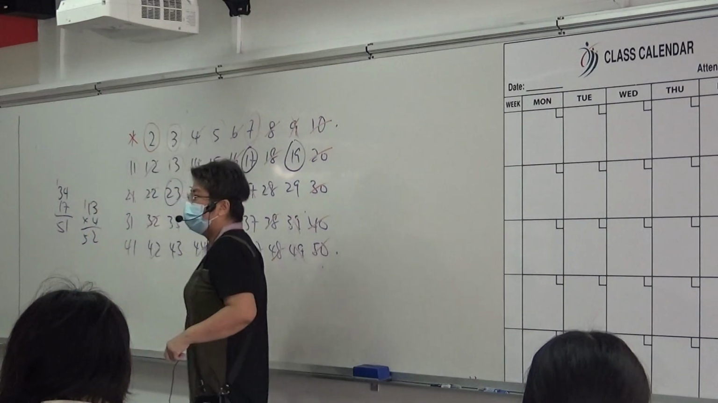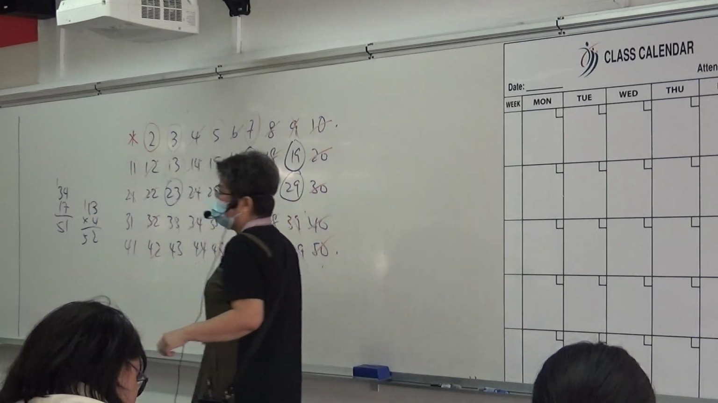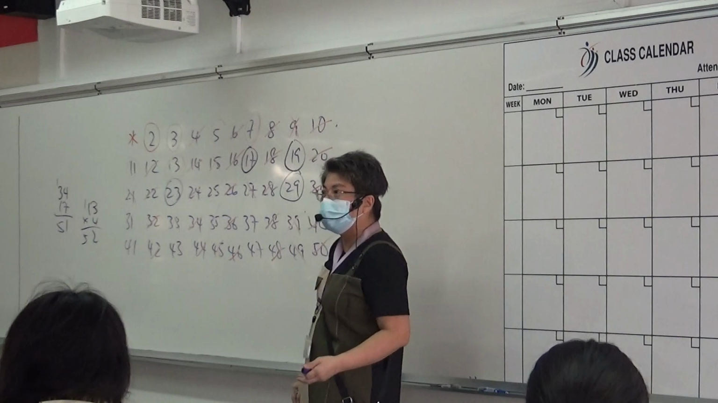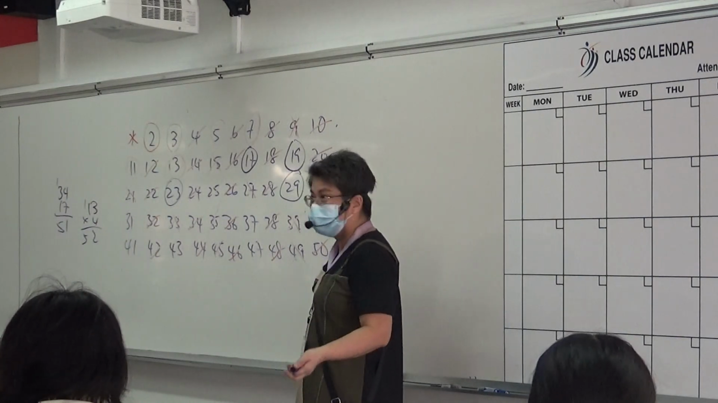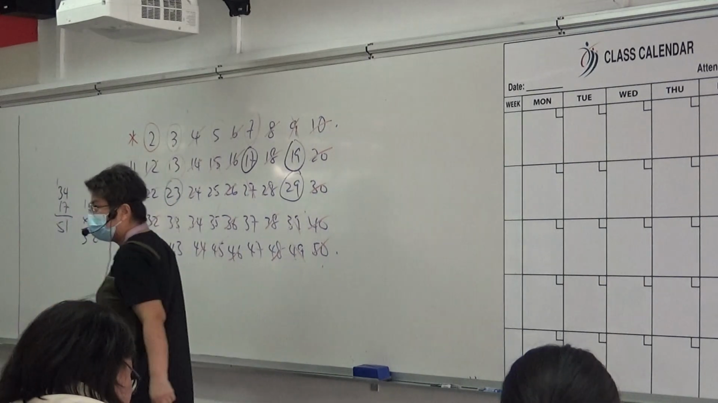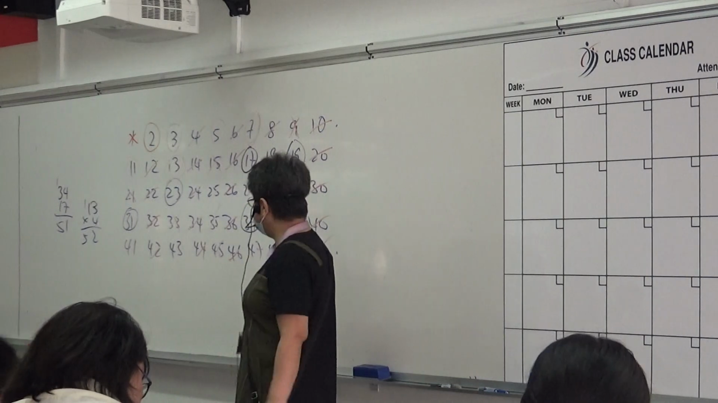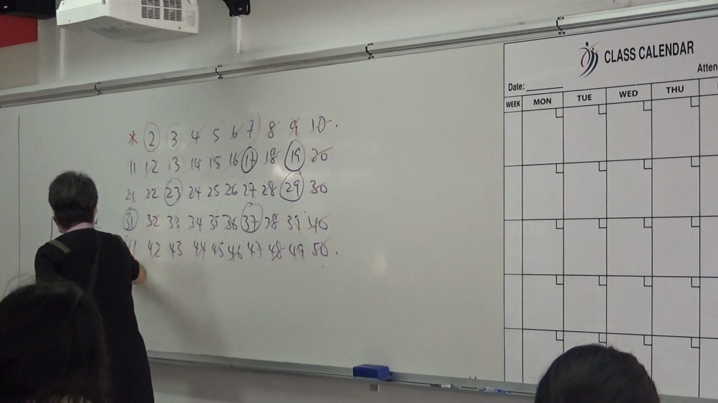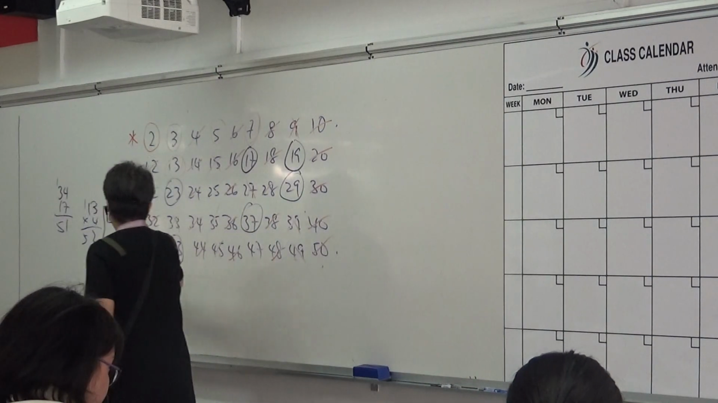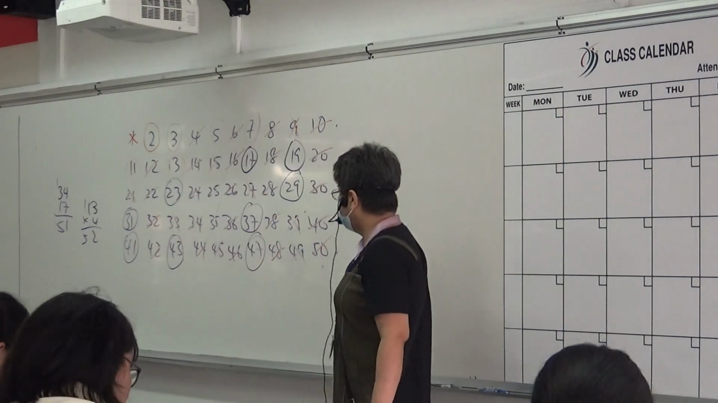23. What's the next one? 46. Already cancelled. What's the next one? 29. Times 2 is what? 58. So, already cancelled. Okay? Next one, 31 times 2 is 62, 37, 74. Good. 41, 82, 43, 86, 47, and so on.